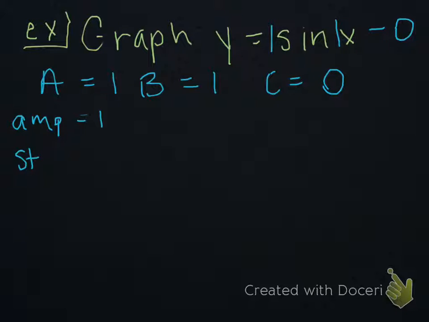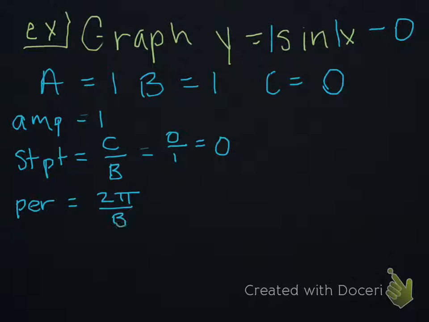So my amplitude is 1. My starting point is c divided by b. So my c value is 0 divided by 1. This will be 0. My period is 2 pi over b. And we've established that the b value is 1. So I'm doing 2 pi divided by 1. So the period's going to remain 2 pi.